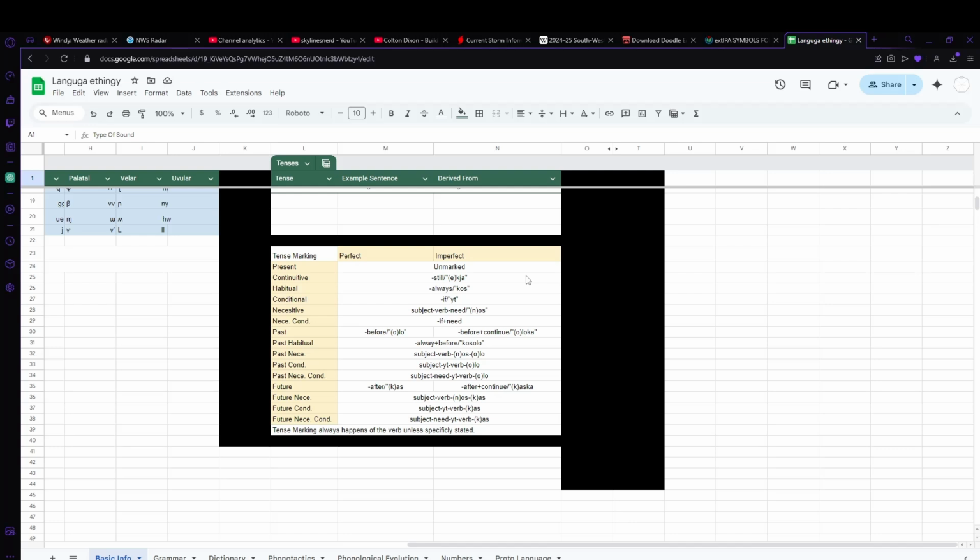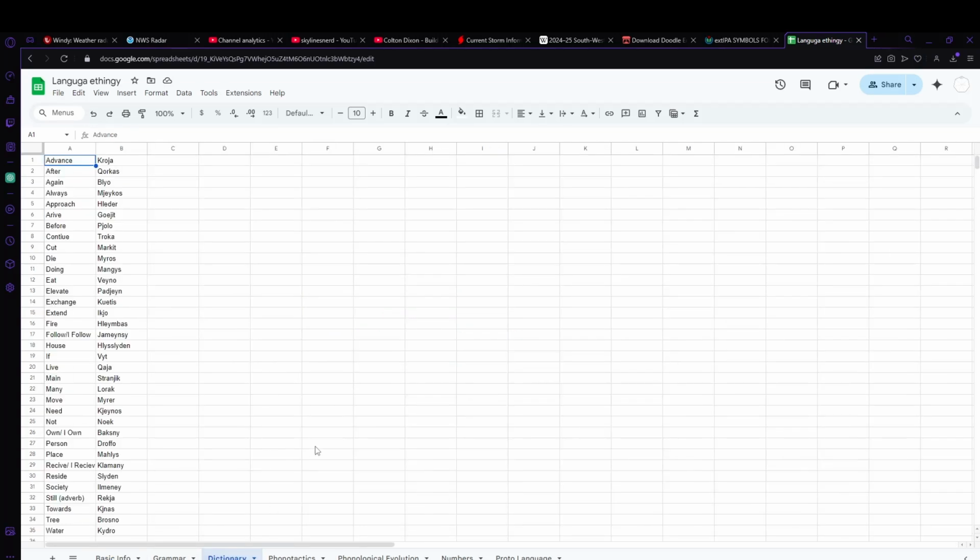Future is after, or well, the perfect future is cas, and then the future imperfect is casca. Then we have the future necessive, which is subject, verb, nos cas. Future conditional, subject, eth, verb, cas. And then the future necessive conditional, subject, need, eth, verb, cas. So, well, yeah. Next thing we do, we construct a big book with lots of words.